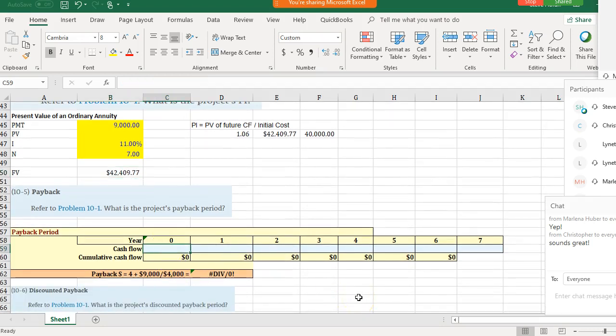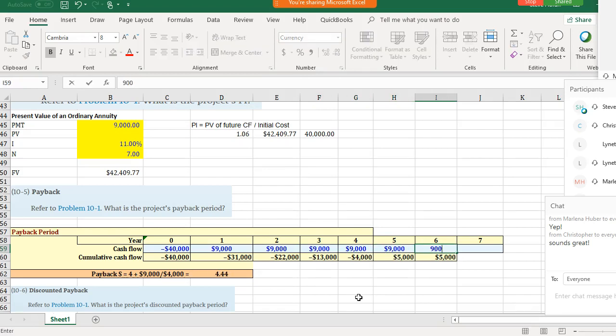So we'll go back and use the exact same inputs here. I'm going to type in our numbers here. So it's a negative 40,000 and then 9,000 a year for 7 years. So let me do that real quick. Okay, so you can see here what happens. And I've already got this built in to work.